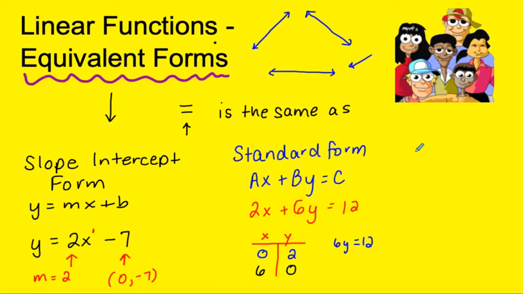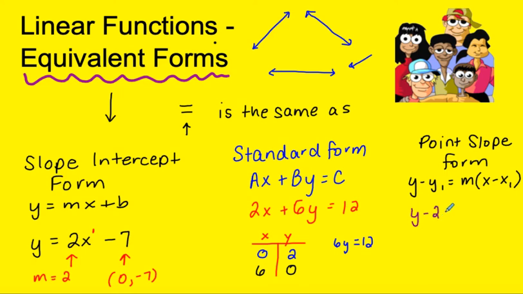The third equivalent form, and this is the one that I use most when I'm writing equations of lines, is point-slope form. This is when you have a point and a slope, but not the y-intercept. That form is y minus y1 equals m times x minus x1, okay? So it might look like y minus 2 equals 3 times x minus 5. Now, the slope is 3, and the point on the line would be (5, 2).